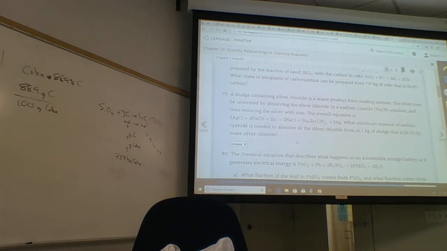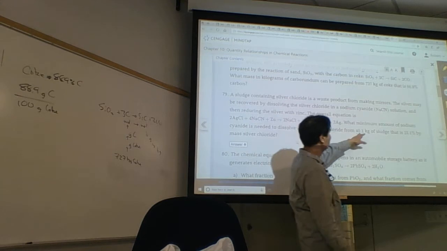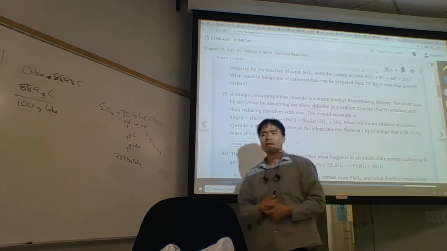So we have something called sludge here. And so they tell us the composition of the sludge. The sludge is 23.1% silver chloride. And so what that means is I have 23.1 grams of pure silver chloride for every 100 grams of sludge. So they give us 40.1 kilograms of sludge. So what would I do?